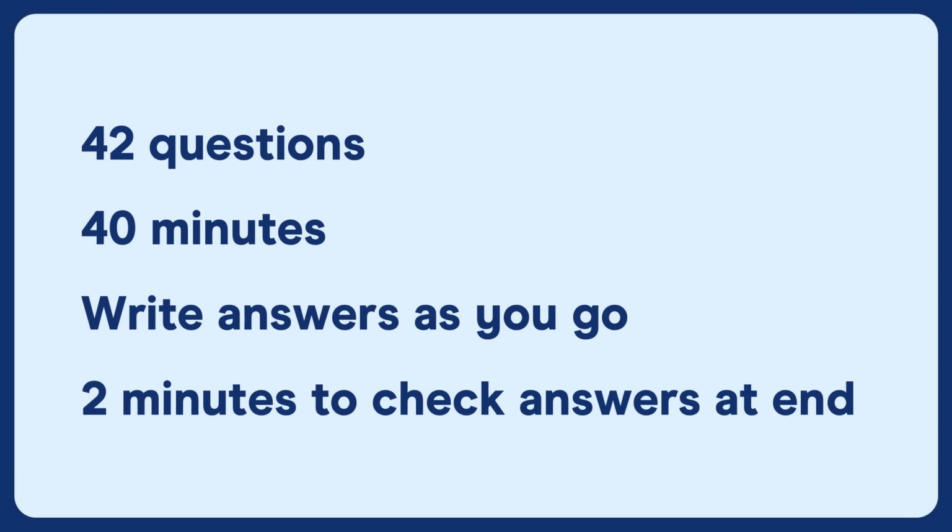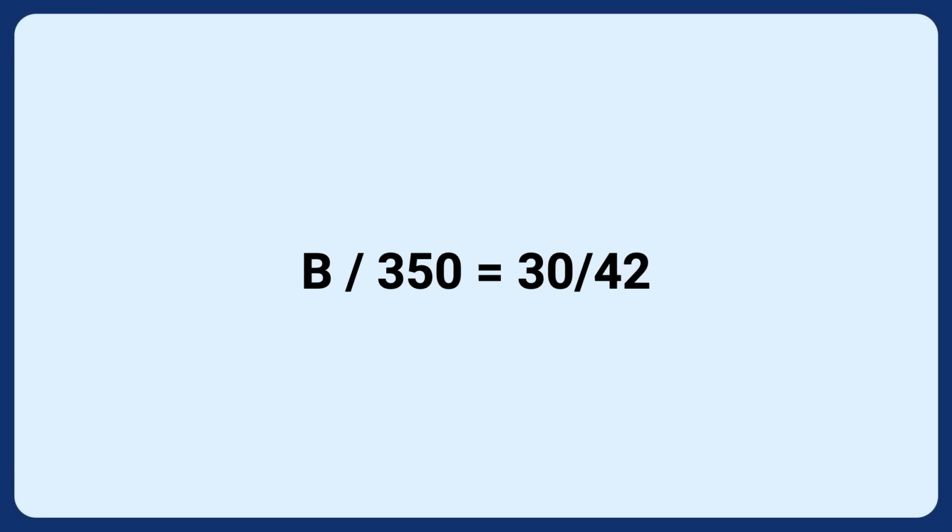You'll get 2 minutes at the end of the test to check your answers, but make sure you understand fully that you only hear the audio once. There are no second chances in OET listening. The most common score that people want is 350. To achieve this score, you need to get at least 30 out of 42 questions right, or around 70%.